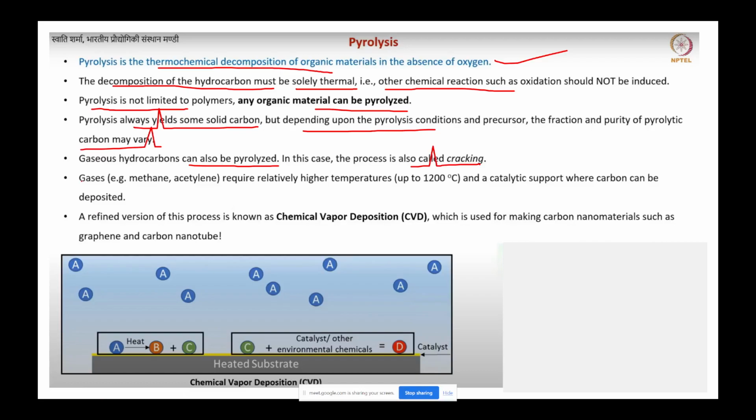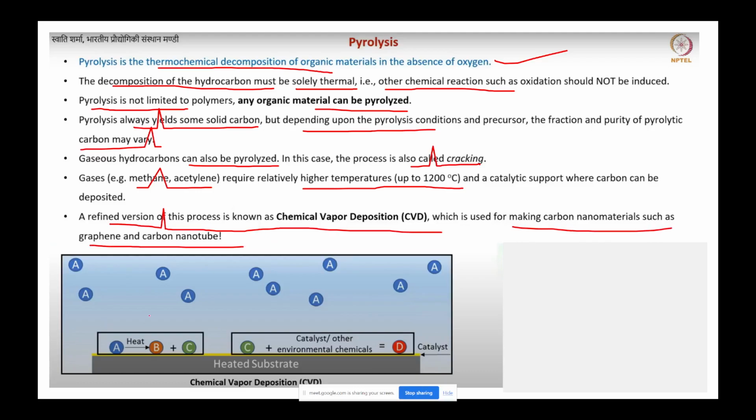Suppose, let's say, methane: it requires a relatively high temperature, around 1200 degrees centigrade, and a catalytic support where carbon can be deposited. A refined version of this process is called CVD, chemical vapor deposition, which is used for making carbon nanomaterials such as graphene or carbon nanotubes.